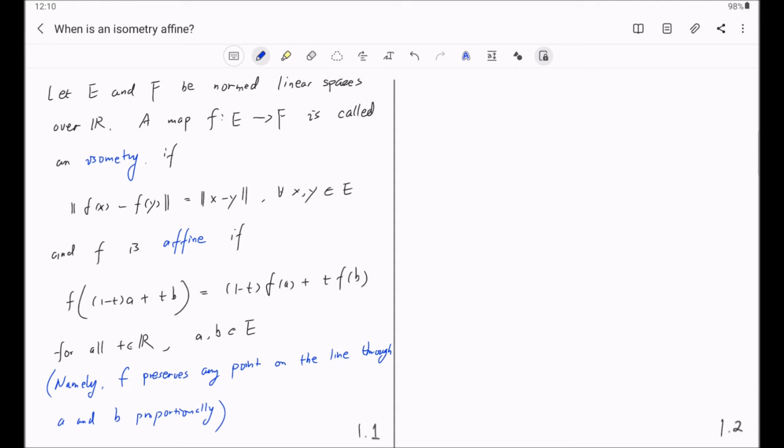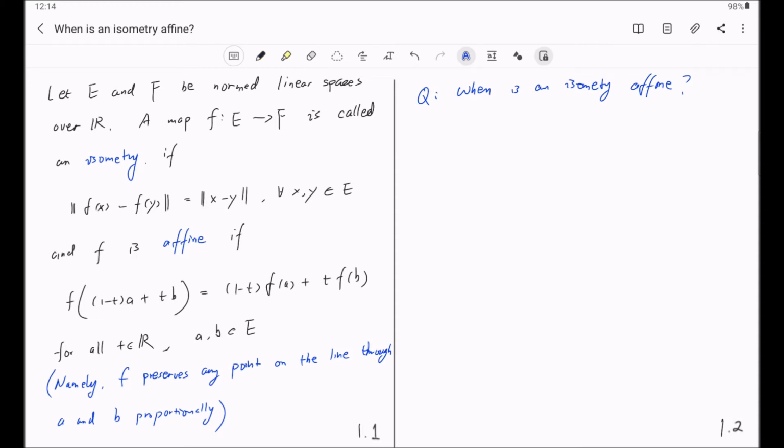Now, think about the following question. When is an isometry affine? It makes sense to ask this question because some of you may have already learned in Euclidean geometry or linear algebra that an isometry has great rigidity, and intuitively it should preserve any point on the line through a and b proportionally because of the distance preserving property of the isometry. You should have that kind of intuition.